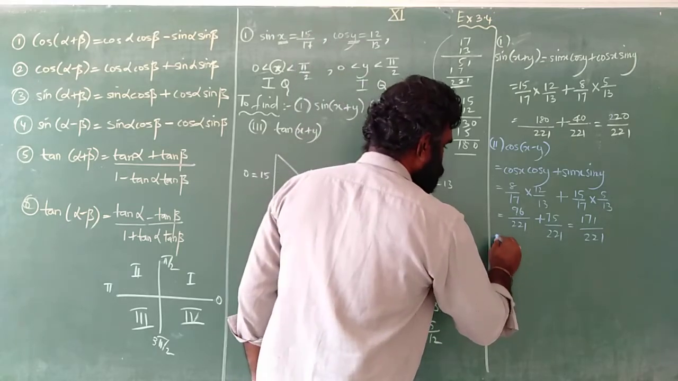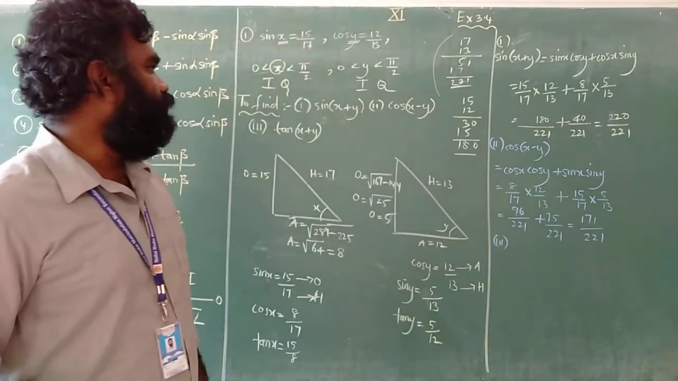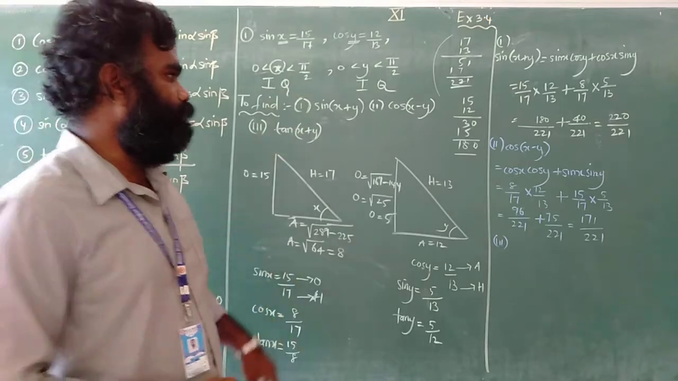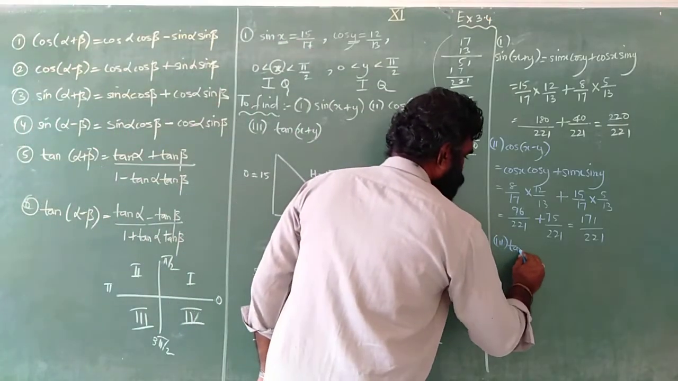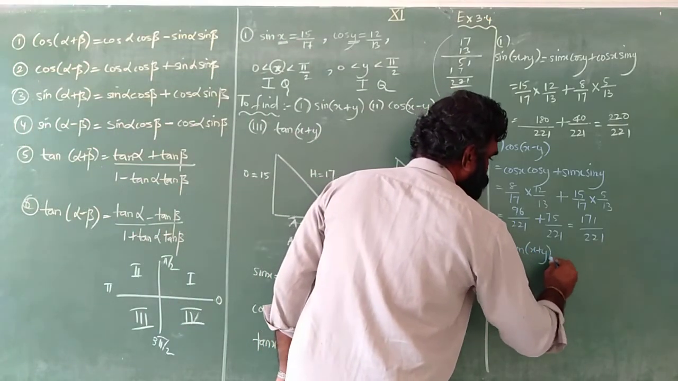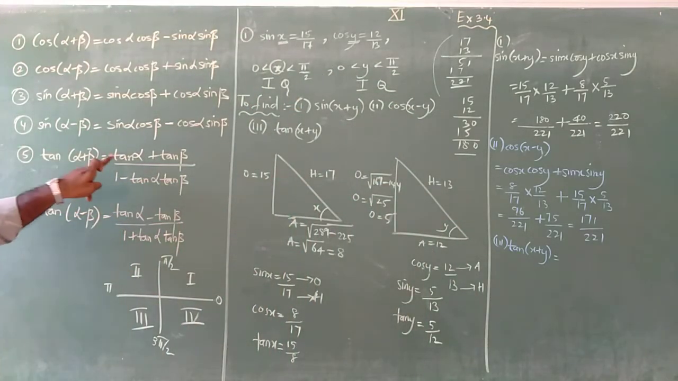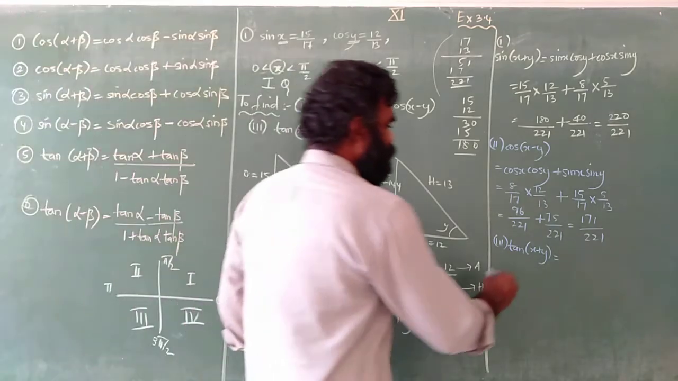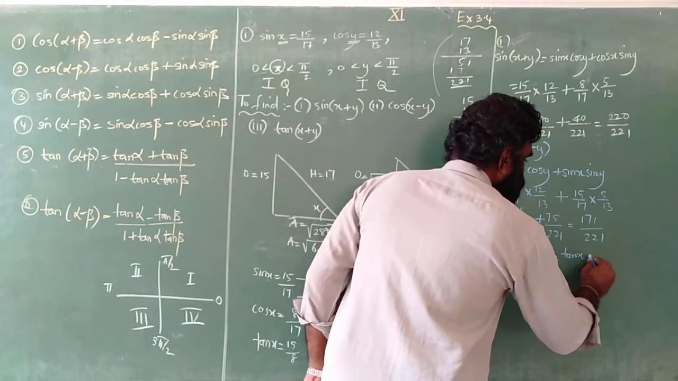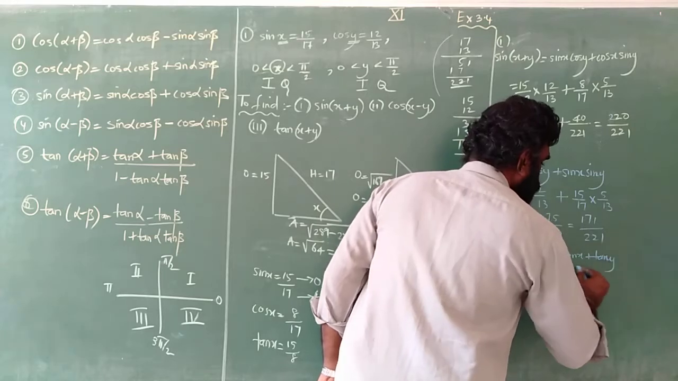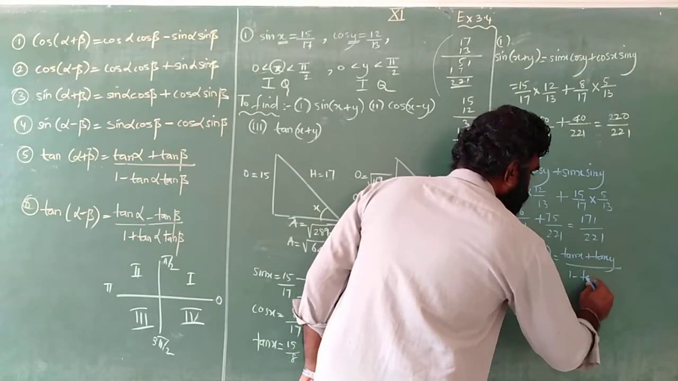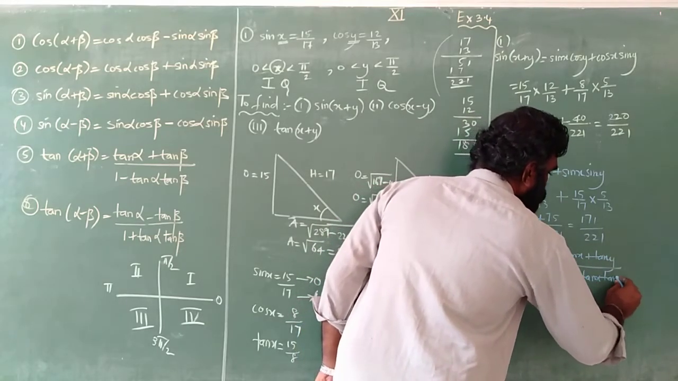Next, third subdivision. What is the third subdivision? Tan x plus y. Tan x plus y is equal to tan alpha plus beta. Tan alpha plus beta is equal to tan alpha plus tan beta divided by 1 minus tan alpha tan beta. The same: tan x plus tan y divided by 1 minus tan x into tan y.